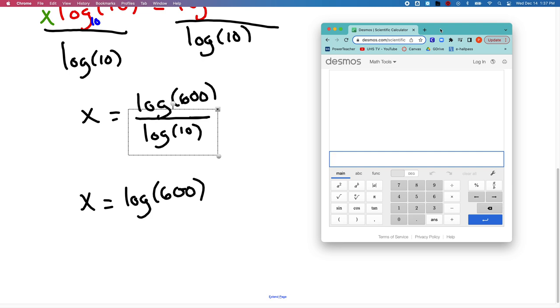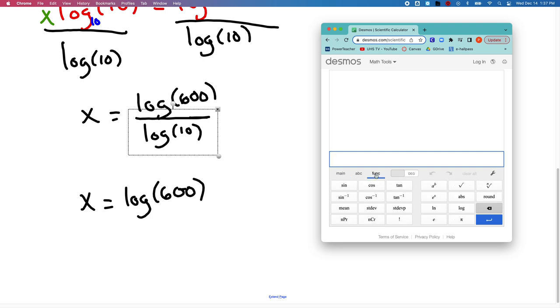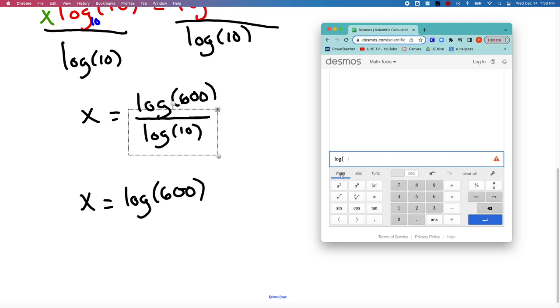So, this is Desmos. I have to move over to the function tab here to find my log key, and here it is. So I'm going to hit log. Now my calculator here gives me grouping symbols to type the argument inside. Most scientific calculators don't group it, so if you're dividing a logarithm by a logarithm, you always want to close that grouping symbol, but in this case it's just log of 600. And then I get 2.7781.